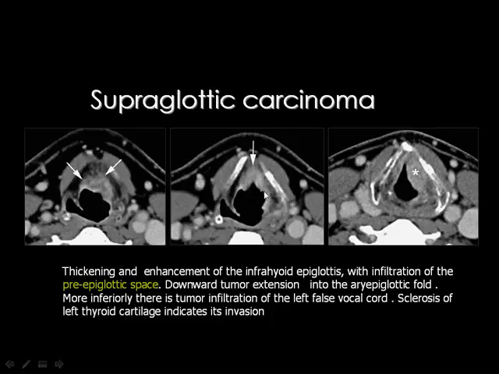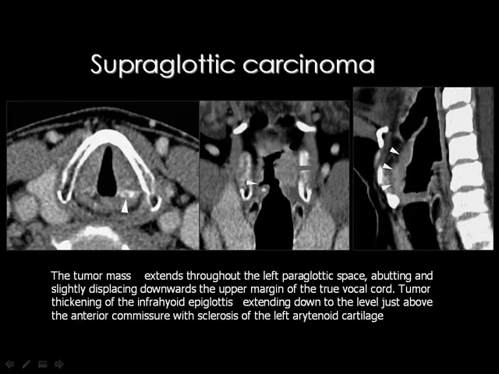And also it is continuous along the aryepiglottic fold, reaching down to the level of the false vocal cord. This is the false vocal cord identified by its fat content, and this is the false vocal cord which is infiltrated, and you can easily notice that the thyroid cartilage is sclerosed compared to the thyroid cartilage on the opposite side. That's to say this cartilage has been infiltrated by the tumor.